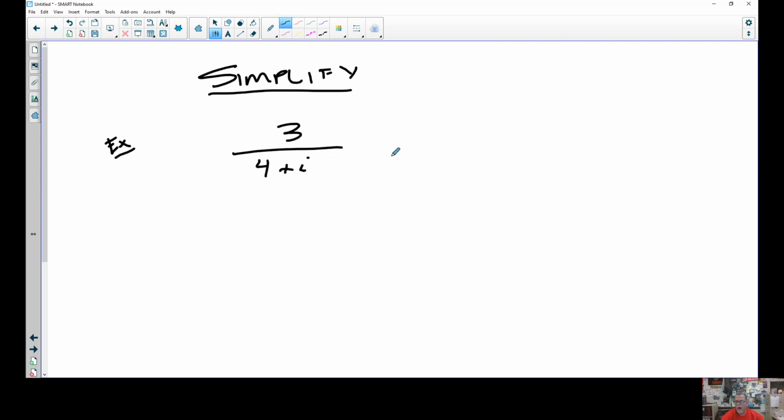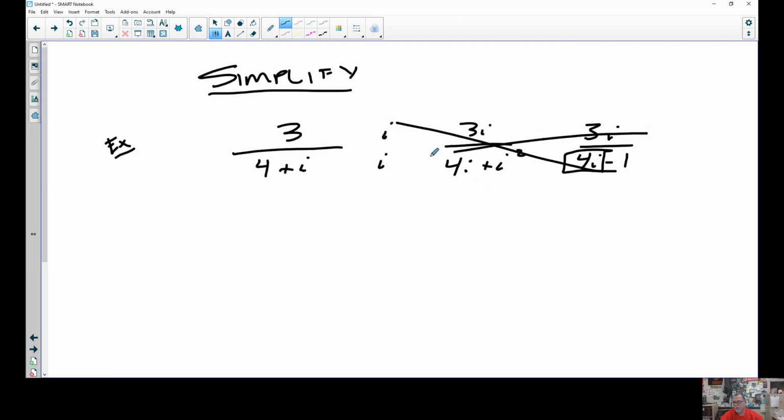Because if I just multiply by i, think of what happens. If I multiply top and bottom by i, I get 3i on top, and on the bottom I get 4i plus i squared. So that would be what? i, and then 4i minus 1. I didn't get rid of the i, I still got an i in here. So this is not going to work. We can't just get rid of it that way.